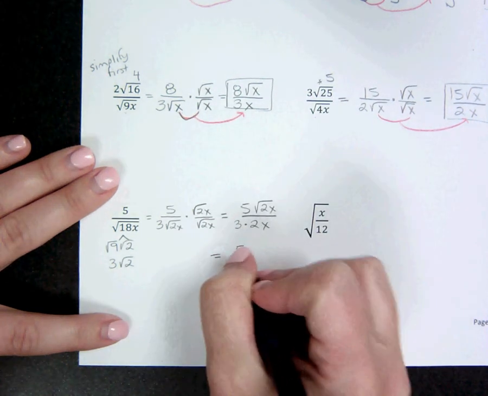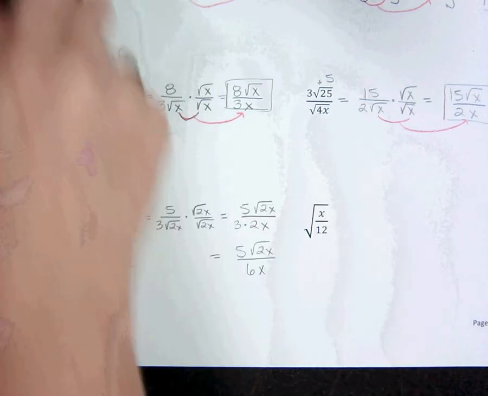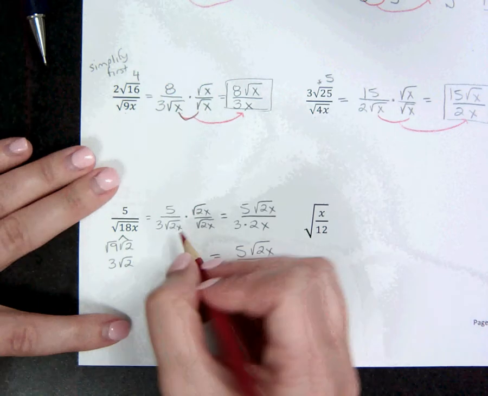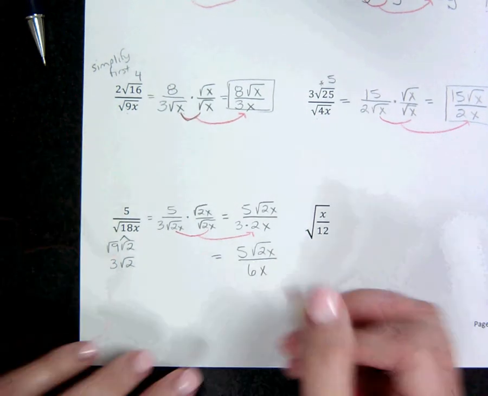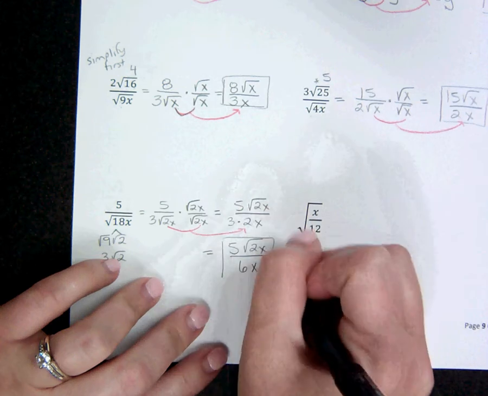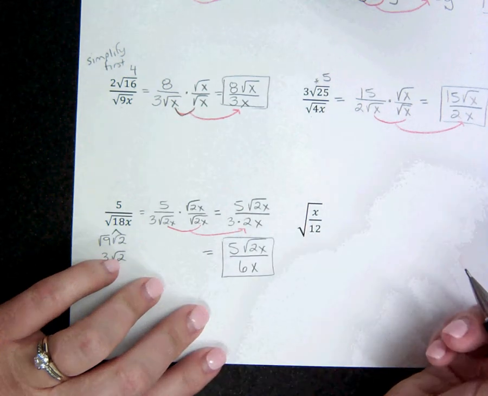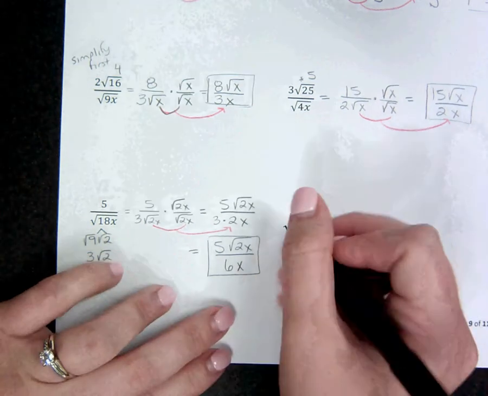So we can even take it one step further. 5 radical 2x over 6x. So here we go again. Radical 2x times radical 2x is just 2x. And the 3 and the 2 can multiply now that they're outside radicals. For a final answer of 5 radical 2x over 6x. Let's try that one more time.